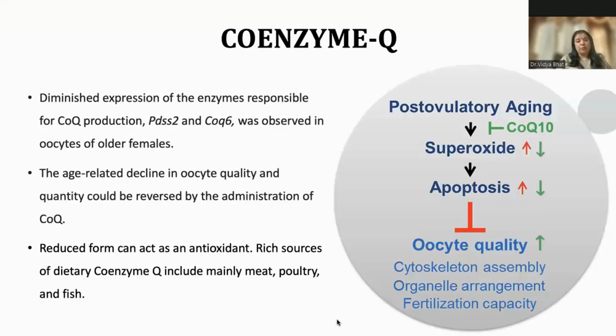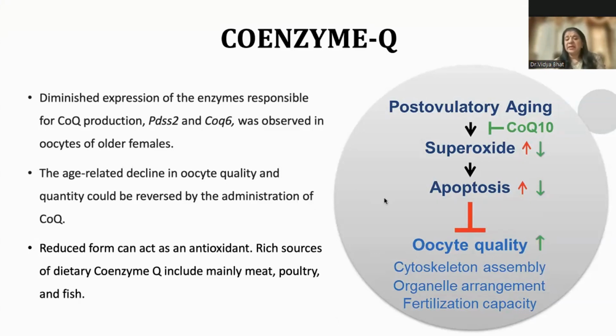The coenzyme Q, this I think we are giving right and left. Diminished expression of the enzyme responsible for CoQ production, that is PDSS2, and then CoQ6, was observed in oocytes of older females. So the age-related decline in oocyte quality and quantity could be reversed by the administration of CoQ. The reduced form can act as an antioxidant. Rich dietary sources of coenzyme Q include mainly meat, poultry and fish.